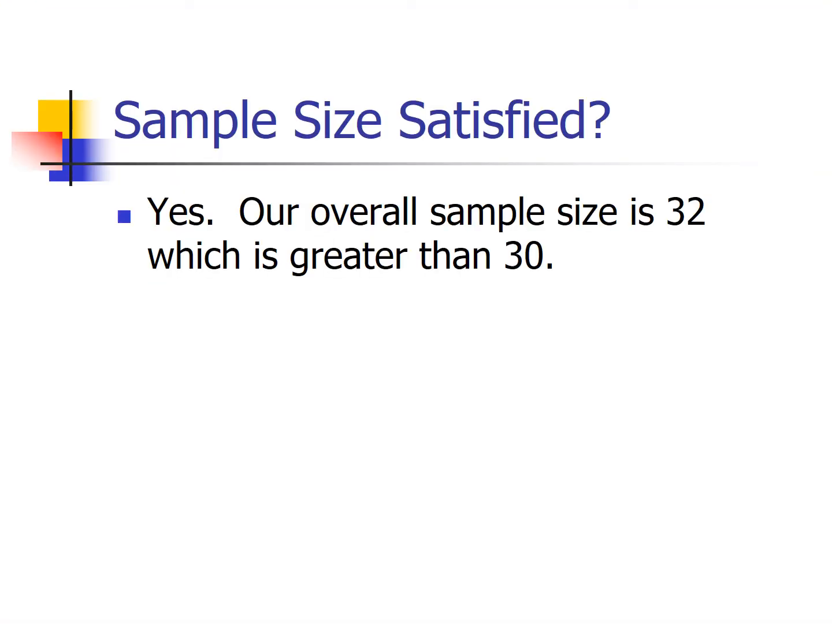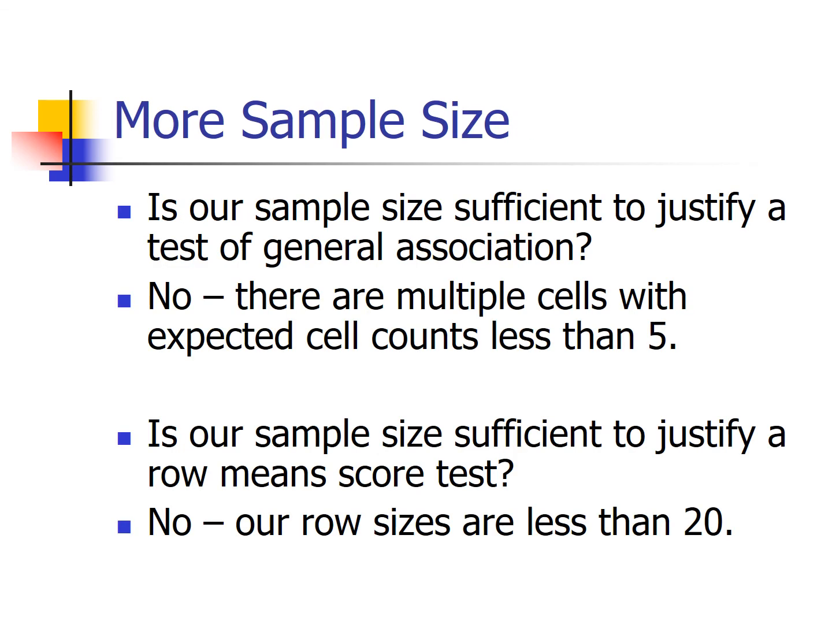All right, so just a few slides. I think these slides, again, just reiterate what we kind of talked through already. Is our sample size good? Yes, 32 is more than 30. We already observed this, right? We actually would not have a sufficient sample size to do a Pearson's test, the general chi-square test. We also would not have a sufficient sample size to do the row mean score test.